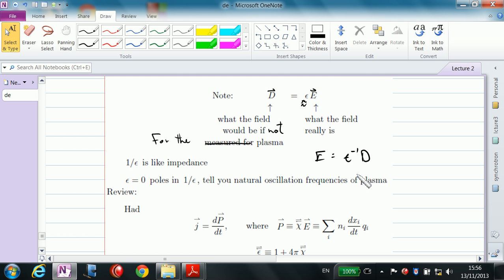And therefore epsilon equals 0 represents the poles in 1 over epsilon, and tells you the natural oscillation frequencies of the plasma. It's like applying a force to a mass on a spring. If you apply it exactly at the resonant frequency, and there's no damping, you can get an infinite amount of amplitude for a finite amount of force. You just have to wait long enough. But that happens at the natural oscillation frequency of the spring, and here too it happens at the natural oscillation frequency of the plasma.